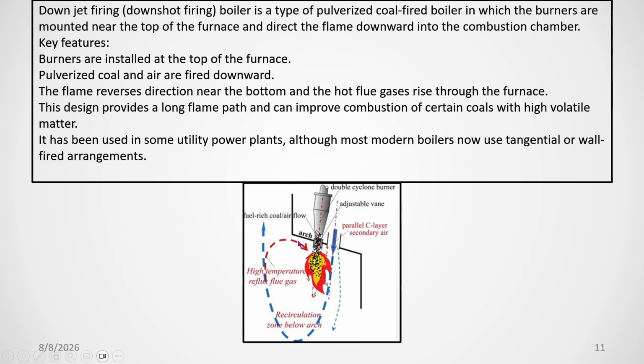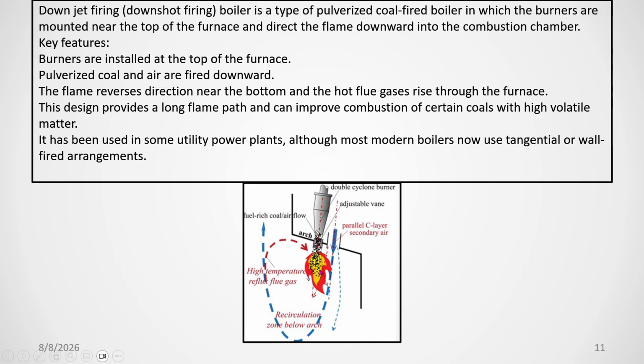Then top firing, you see burners are mounted at the top. Then the flame will go to the bottom, and then it strikes back and goes to the other top, again strikes back and flows in the reverse side. But this type of boiler burners are nowadays not used. Normally we prefer the tangential wall fire arrangement.